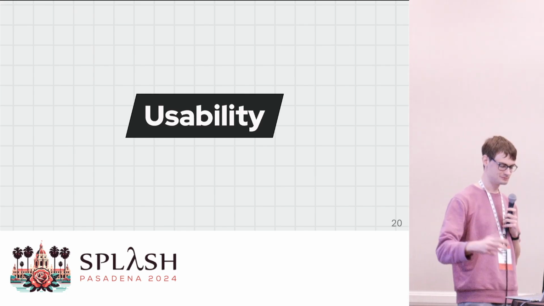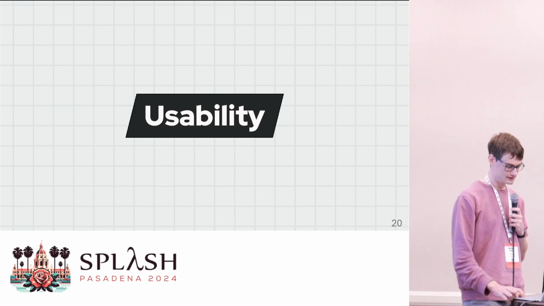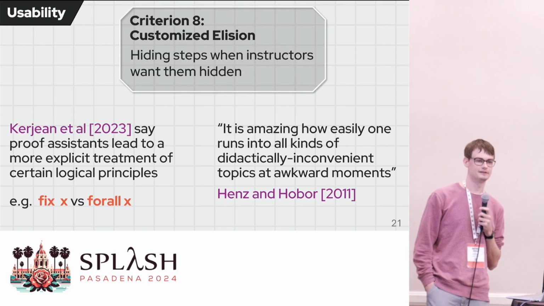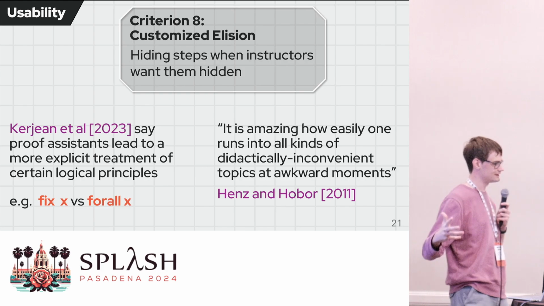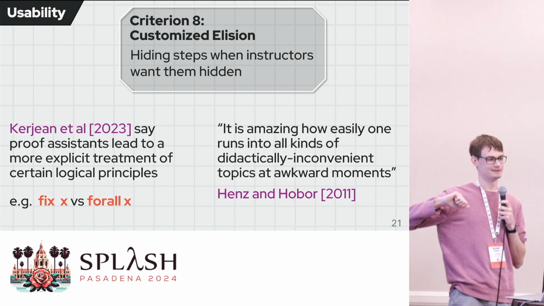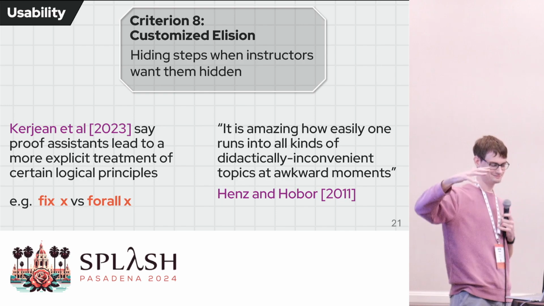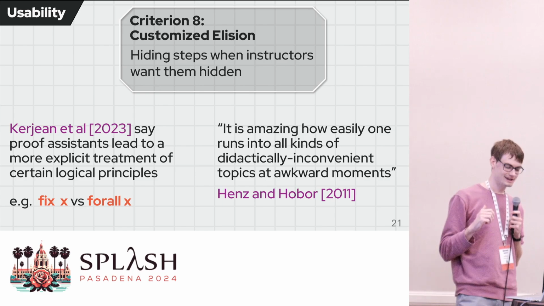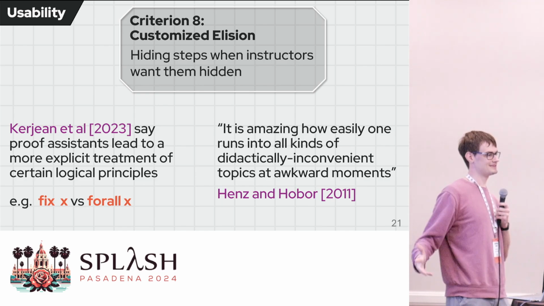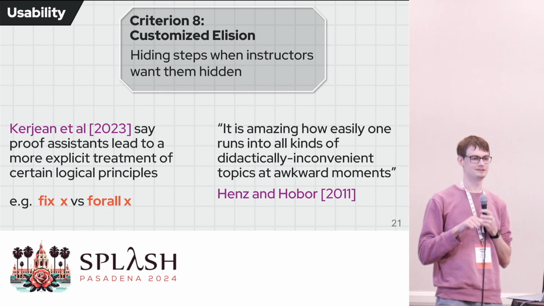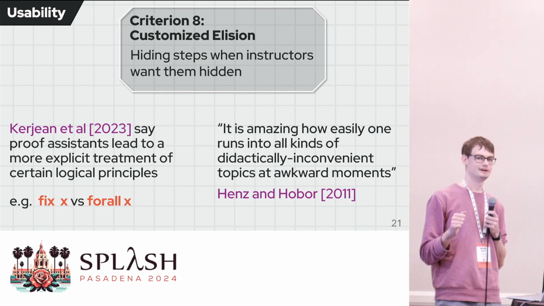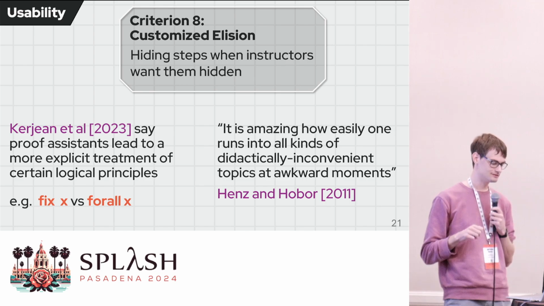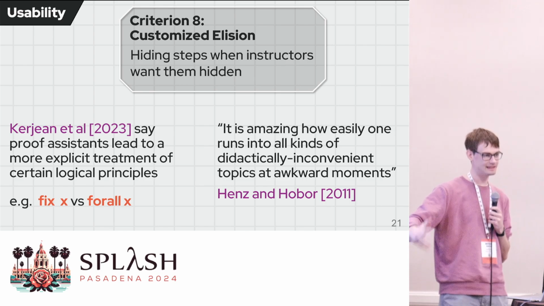We'll move on to some usability concerns. I think the first usability concern we often think about is the verbosity of proof assistants, right? Often proof assistant proofs are quite a lot longer than pen and paper proofs. And some people see this as an advantage. It means that you have to write out a lot more than you normally would, and so it makes logical principles really clear.